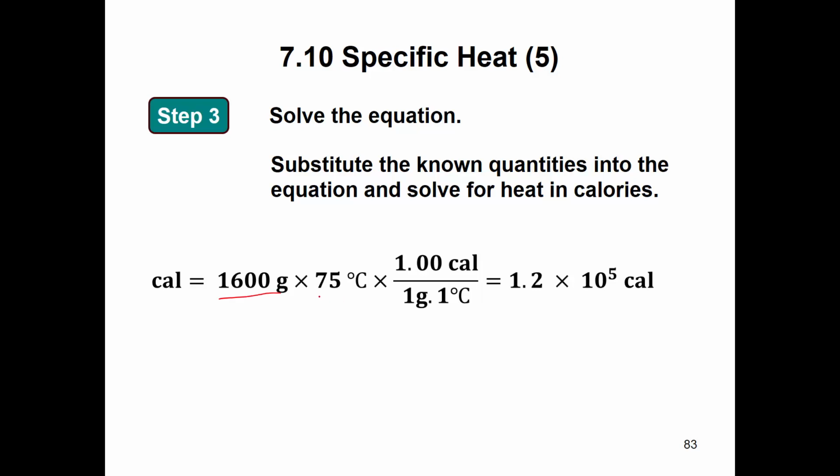1,600 grams times the delta T of 75 degrees C times 1 calorie over 1 gram degrees C. And then that allows us to cancel degrees C and cancel grams. And remember, that's what constants do. So specific heat is like a constant. And it's going to leave us with the units of calories, which is what we were looking for. And so that is going to give us 1.2 times 10 to the 5 calories.